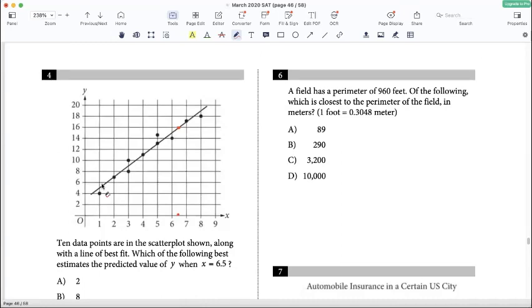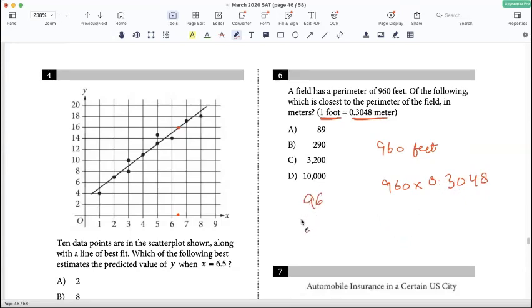A field has a perimeter of 960 feet. Of the following, which is closest to the perimeter of the field in meters? So 960 feet, and we have to convert this to meters. 1 foot is 0.3048 meters. So 960 multiplied by 0.3048, right? So let's just do this.